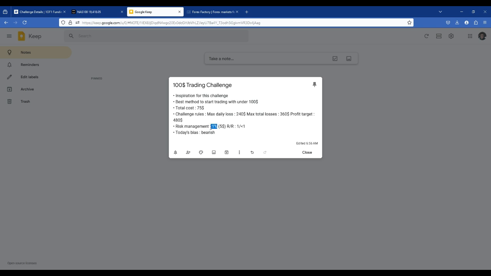So I'm only risking 1% of the total losses, which is $5. My stop loss will be at $5 every time. So I can only lose maximum of $5 per trade. My risk to reward is 1 to anything greater than 1. That means I need a potential profit of anything greater than $5 per trade.